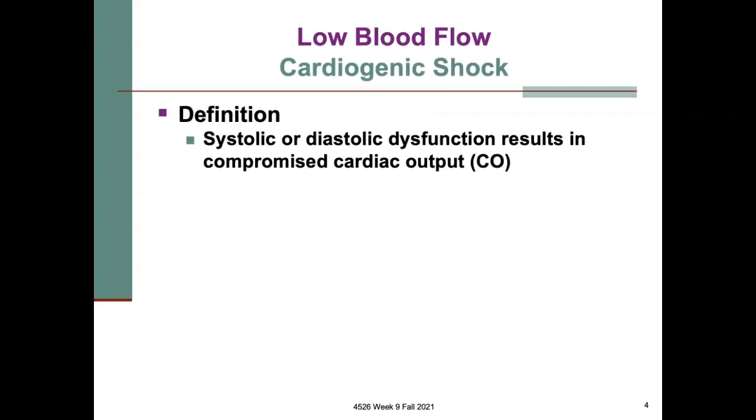Cardiogenic shock occurs when either systolic or diastolic dysfunction of the pumping action of the heart results in compromised cardiac output. So it's all about cardiac output. During decreased cardiac output, you have decreased filling of the ventricle, which will result in decreased stroke volume. And despite treatment, mortality rates for clients with cardiogenic shock range from 50 to 80%. So it has a very high mortality rate.